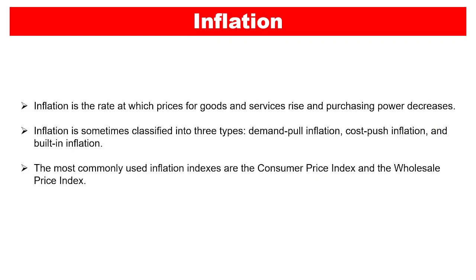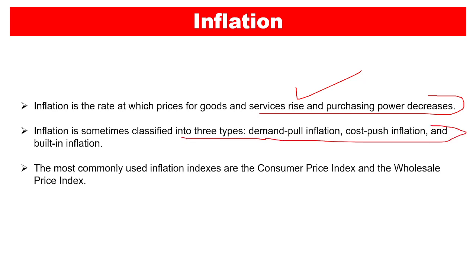But what exactly does inflation mean? Inflation means the rate at which the prices of goods and services rise and purchasing power decreases. Basically, purchasing power is decreasing and at the same time prices of goods and services are increasing, which means that you have less money compared to what you had last month if there is any kind of inflation. Inflation is sometimes classified into three types, that is demand pull inflation, cost push inflation and built-in inflation.